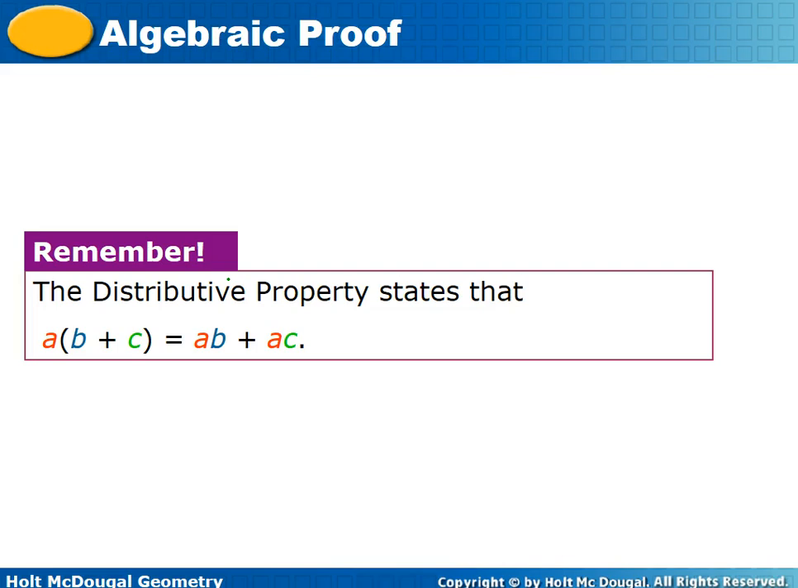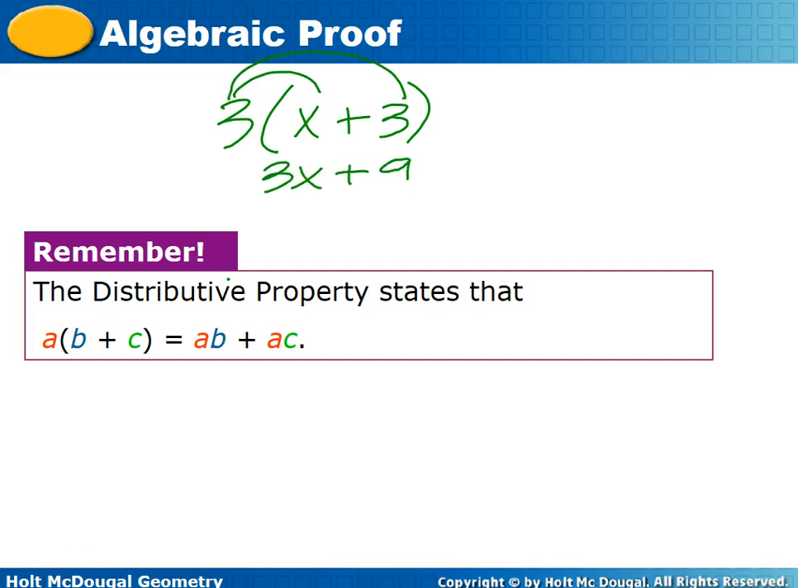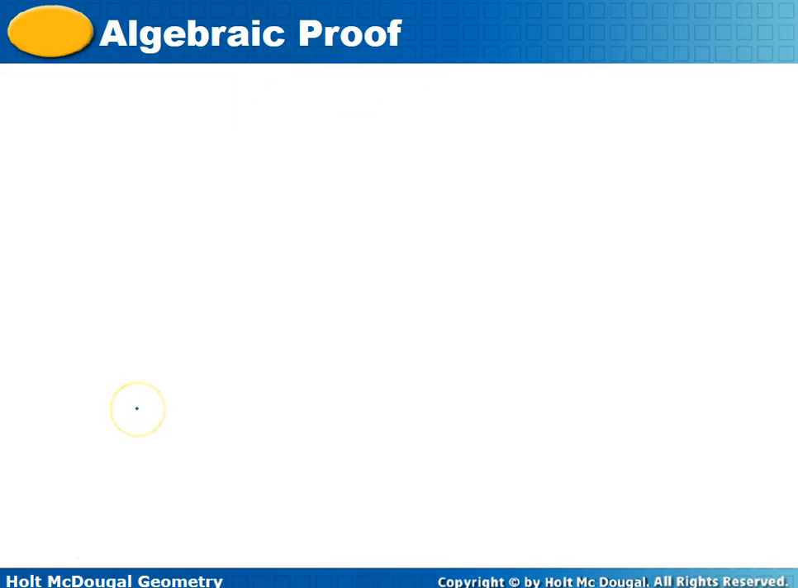Okay, so then hopefully you guys remember the distributive property. This is when we multiply something times two things that are in a set of parentheses, and we were going to distribute that 3 to both things. So that's going to be 3x plus 3 times 3, which is 9. So that's our example of the distributive property.